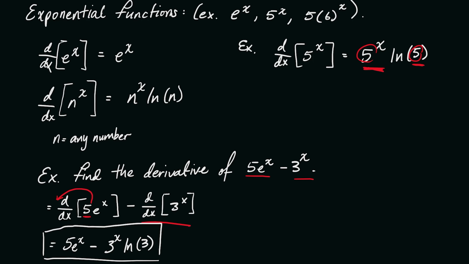So as a recap, for exponential functions you can solve for the derivative just by these two different rules. Remember that e to the x is not the same as any number to the x power, so you have to have a separate rule for that.